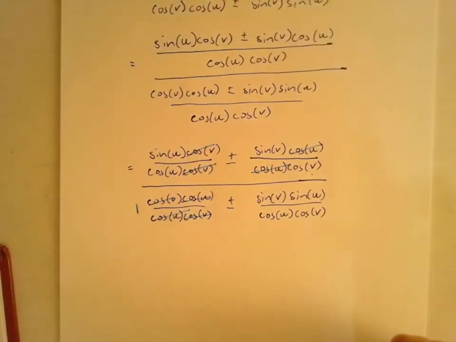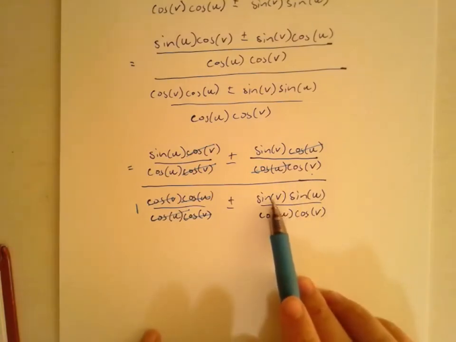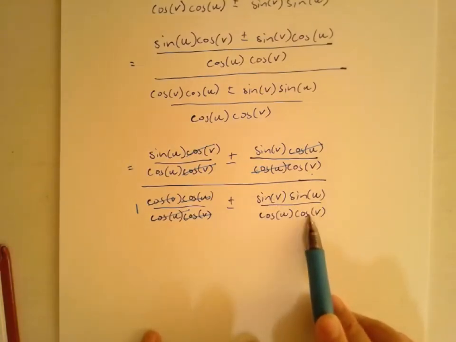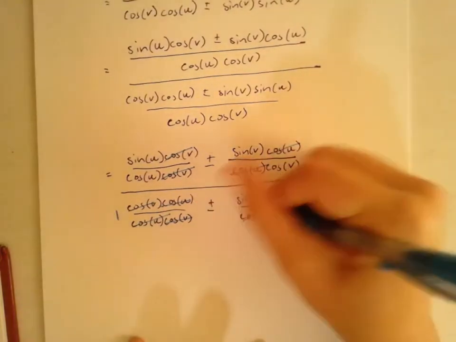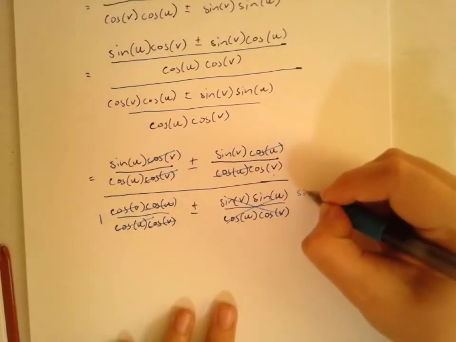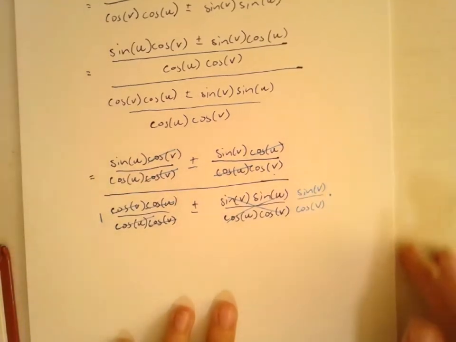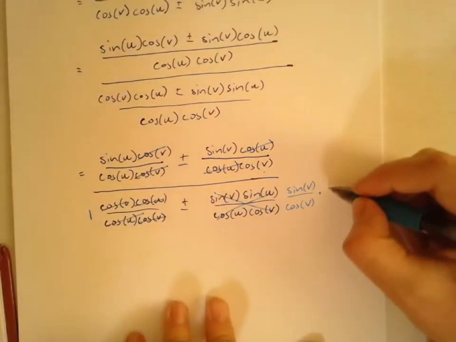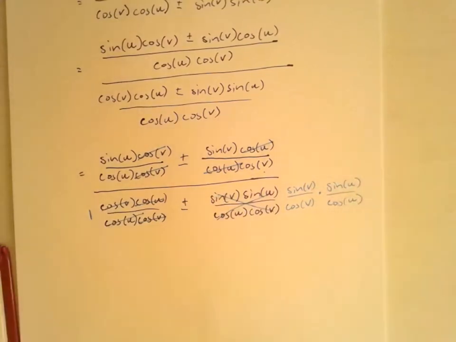And we also get to simplify our last part as two separate fractions. I want you to understand it's actually sine v over cosine v and sine u over cosine u. So I'm going to rewrite that so it's a little bit more clear. I'm going to say, okay, that's actually sine v over cosine v times sine u over cosine u. And now that we've made everything really clear, we're going to rewrite.